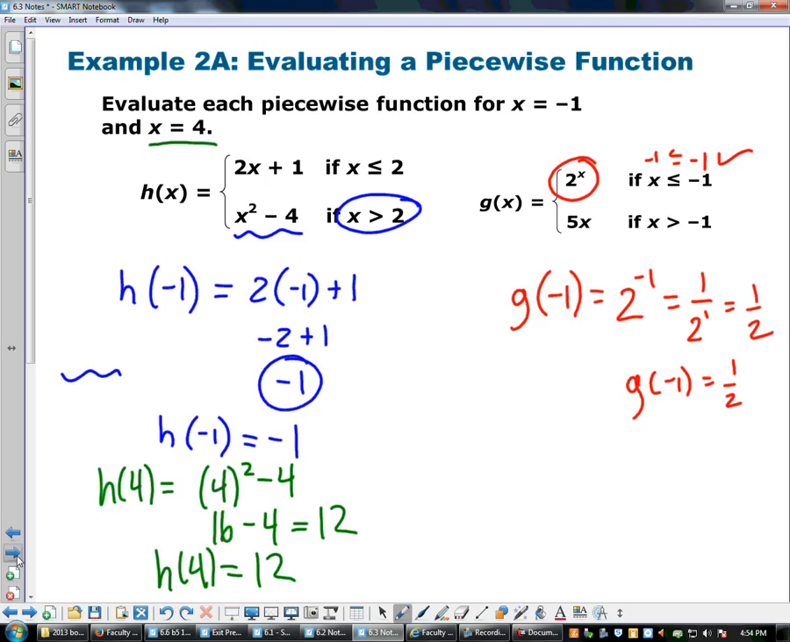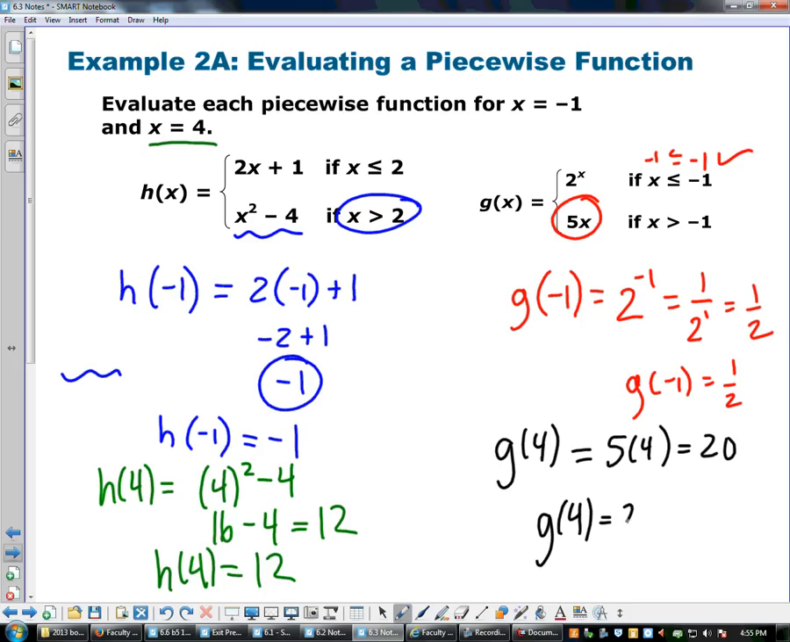As far as g of x goes, again, we're going to evaluate this at 4. So g of 4, we're going to look at our rules and say, is 4 less than or equal to -1 or greater than -1? It's going to be this bottom. So we'll use the rule of 5x. So this would be 5 times 4, or 20. So g of 4 is equal to 20.